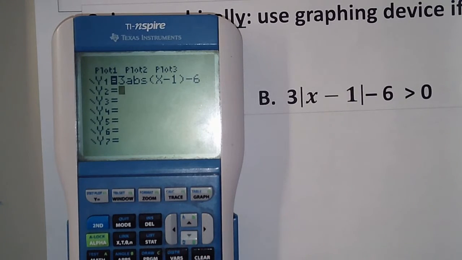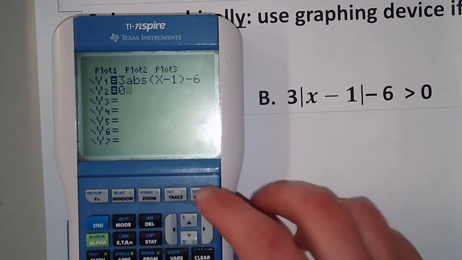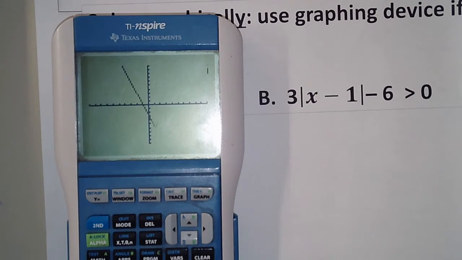Remember, we know what that's going to do. That's going to be shifted right 1 and down 6, with a slope of 3. We already know all that. And then our second line is 0, which is just the x-axis. You don't technically even need to put it in, as long as you know that's the x-axis, but you can. Doesn't hurt anything.